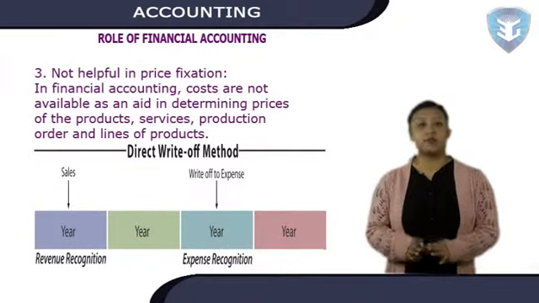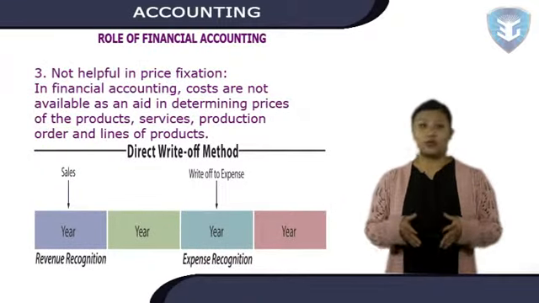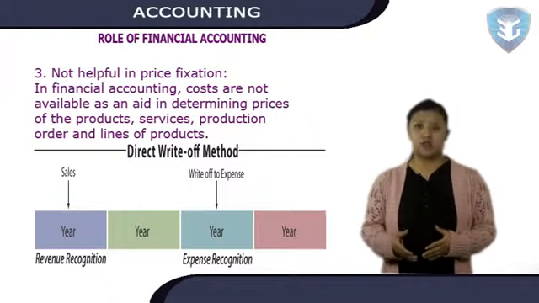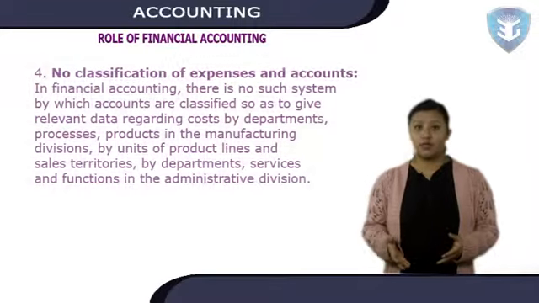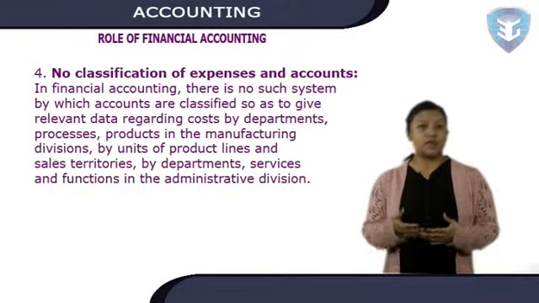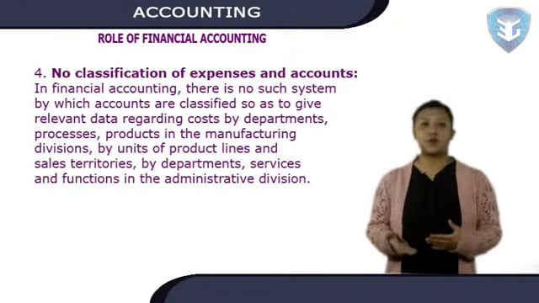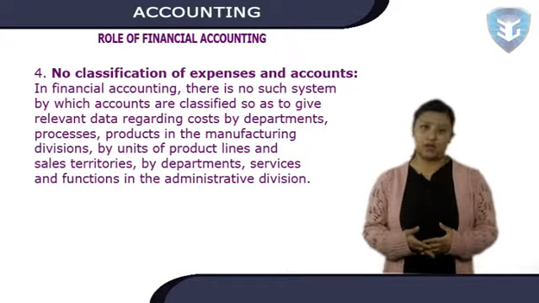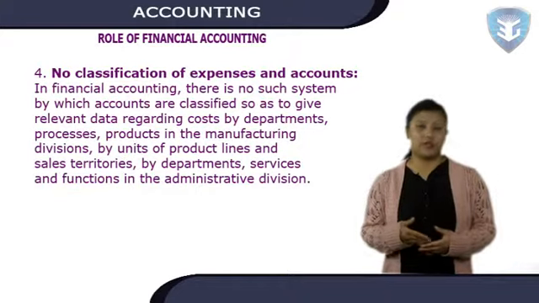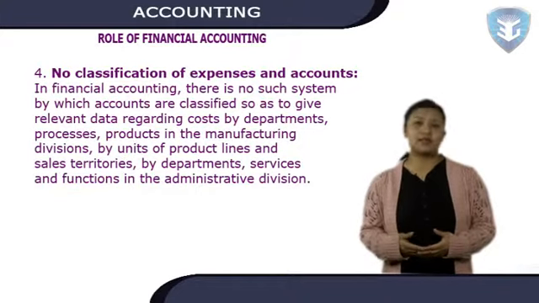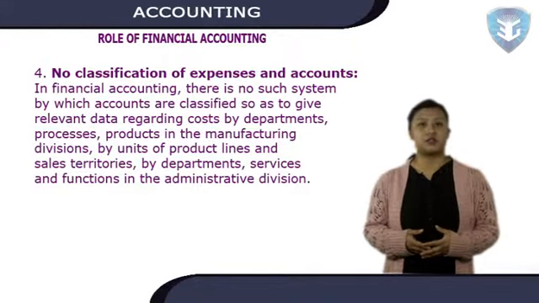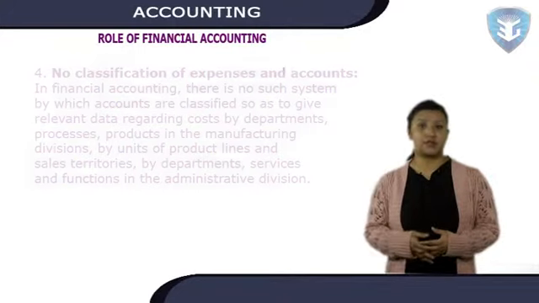It is not helpful in price fixation. In financial accounting, costs are not available as an aid in determining prices of the products, services, production order and lines of product. No classification of expenses and accounts. In financial accounting, there is no such system by which accounts are classified so as to give relevant data regarding costs by departments, processes, products in the manufacturing divisions, by units of product lines and sales territories, by departments, services and functions in the administrative division. Further, expenses are not attributed as to direct and indirect items.